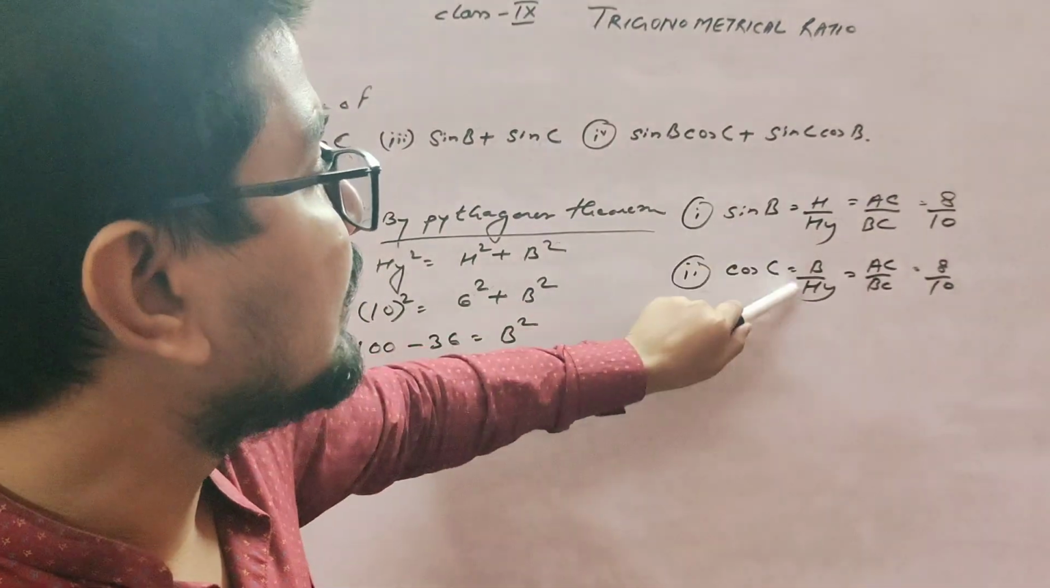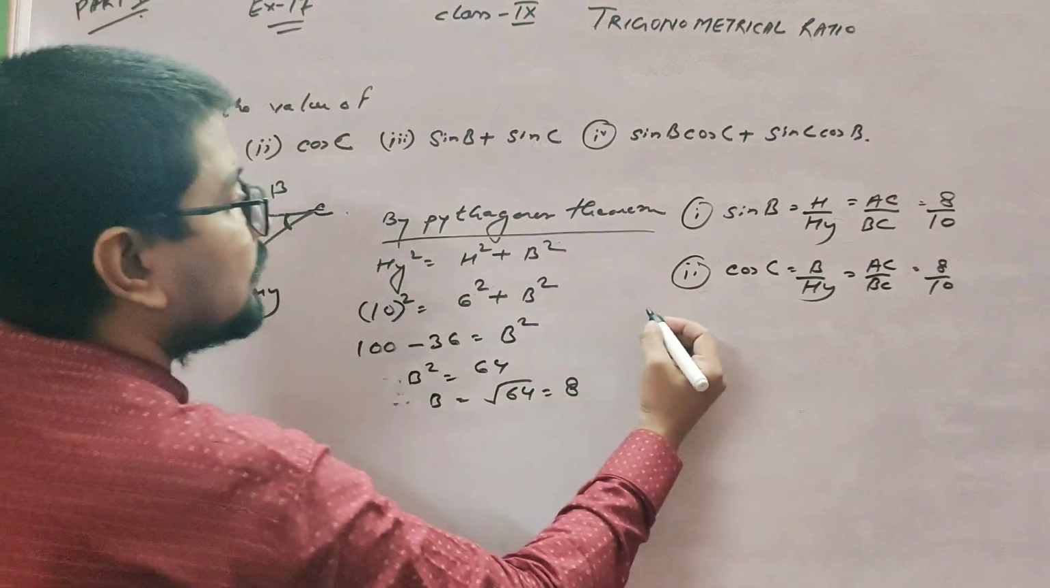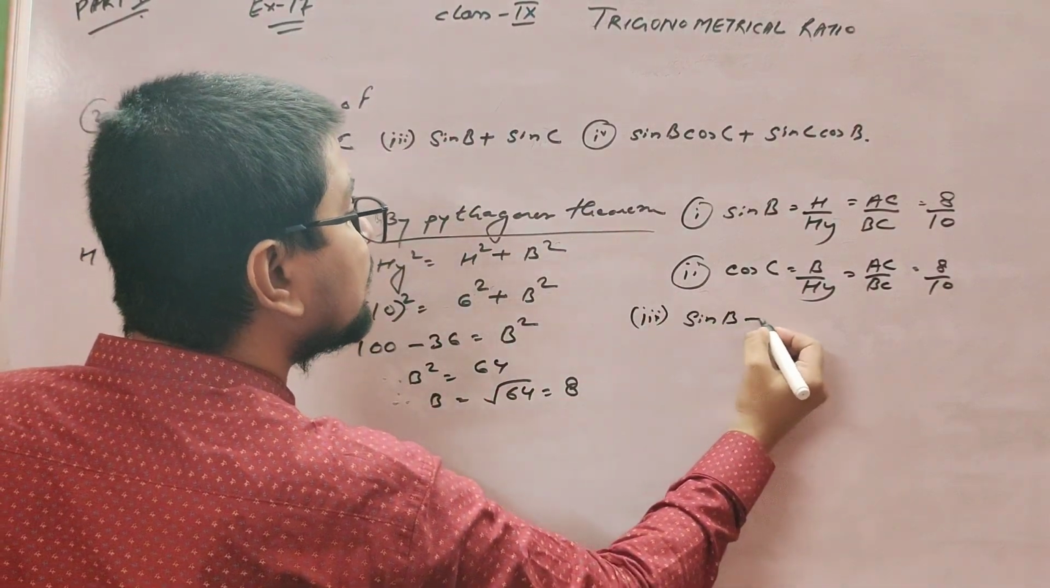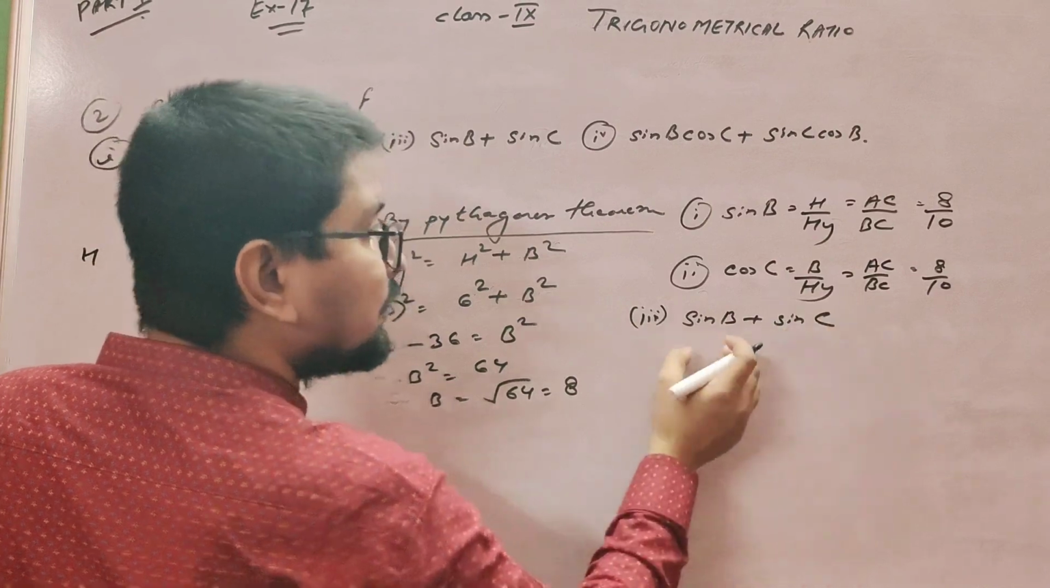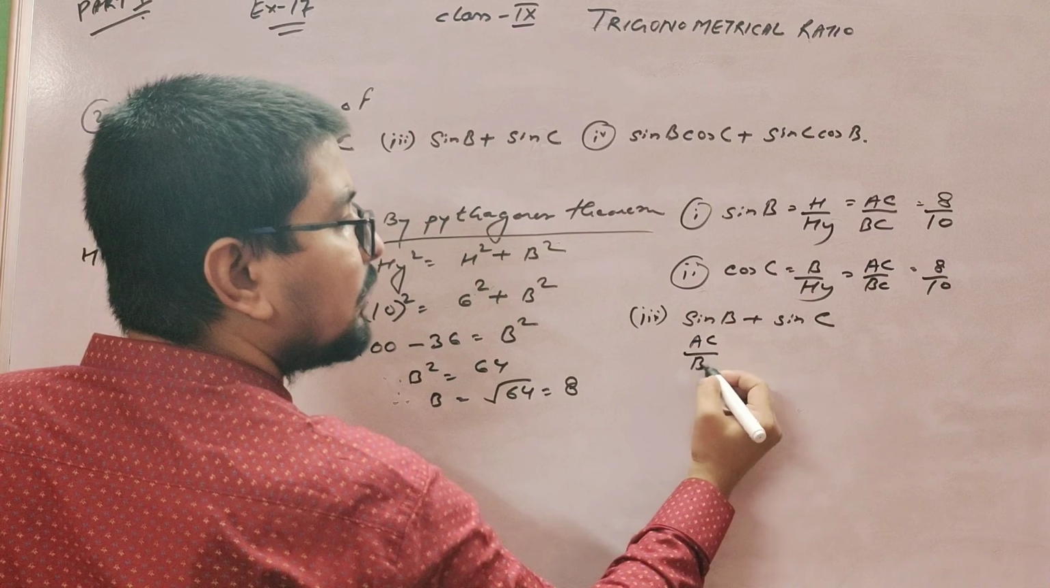Why? Because the angle is totally different in both the questions. Okay, now turn to question number 3. What is question number 3? Sine B plus sine C. For sine B, you know that it is AC by BC, because you already found it out.